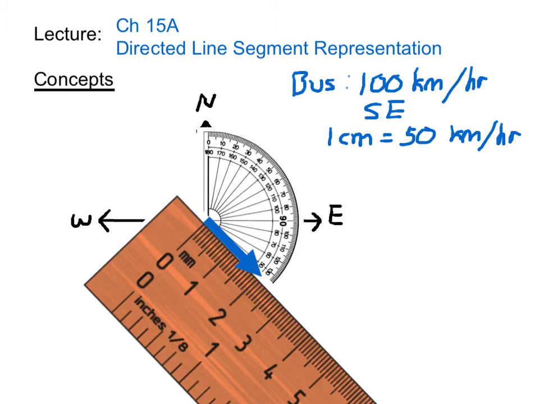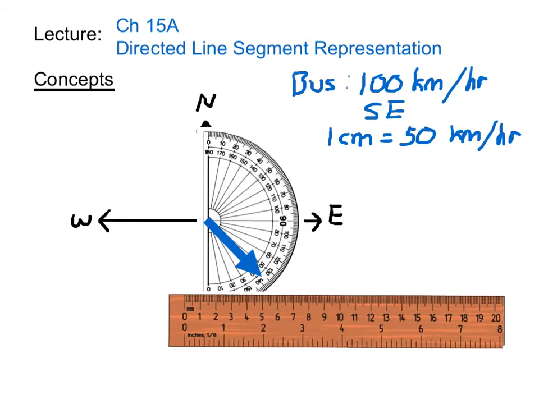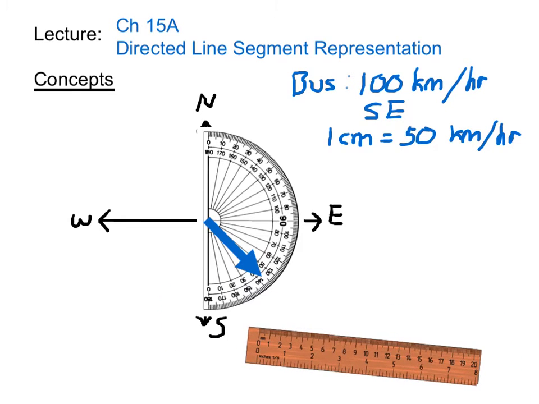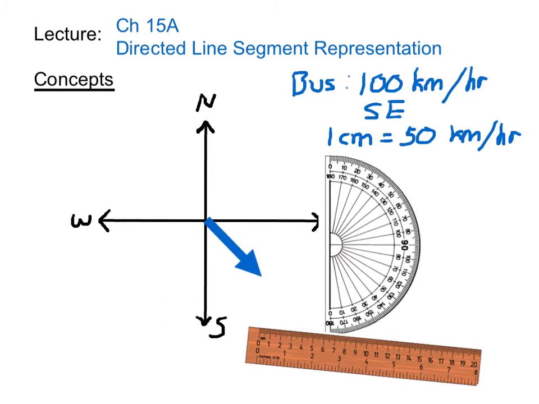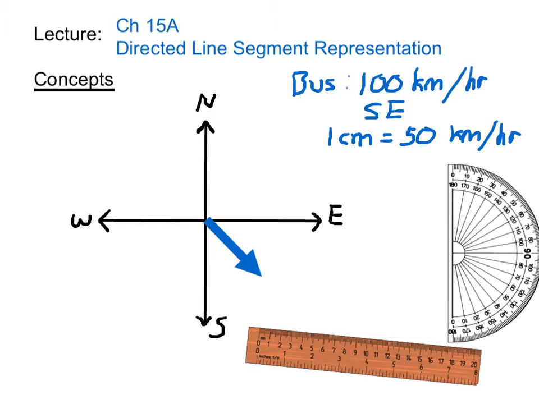Okay, so here's my arrow, and to make the picture a little bit more clear, we can go ahead and get rid of the ruler and the protractor, and now I have my 2-centimeter scaled arrow that's pointing in the exact direction that I need it to go. And these quantities are known as vectors, and we'll define a vector in a little bit more detail in the next slide.